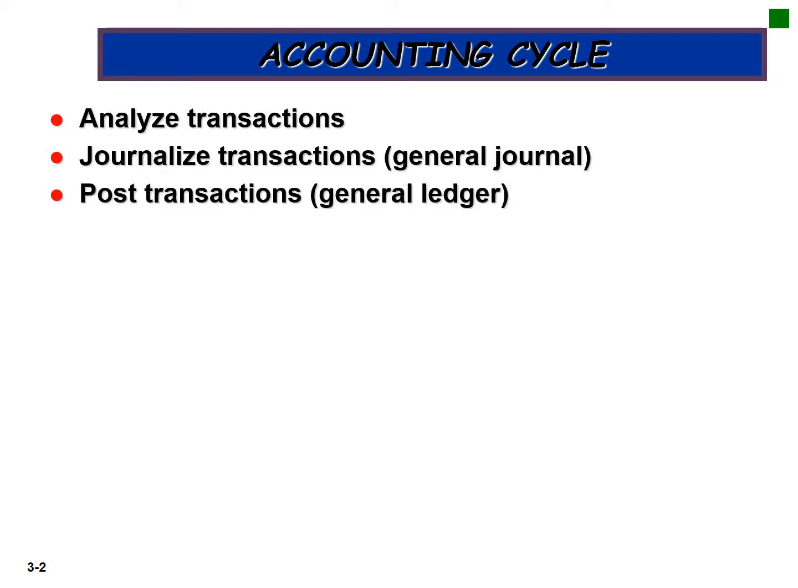Those journal transactions would then get posted to the general ledger. And at the end of chapter 2, we talked about the preparation of the trial balance, which was just the listing of all of our accounts and their balance, either debit or credit, totaling up our debits, totaling up our credits, debits equal credits.